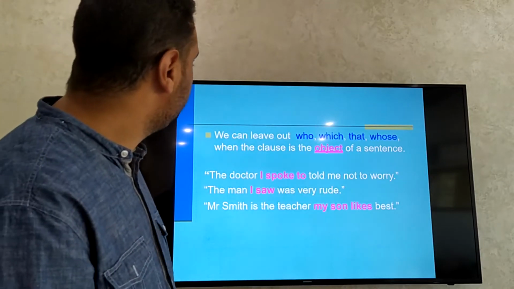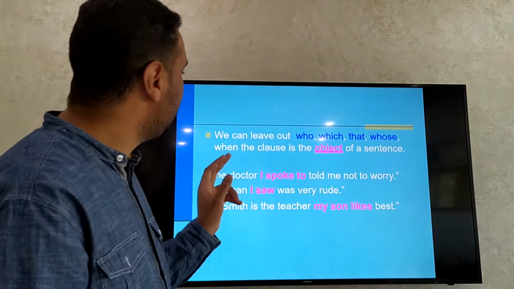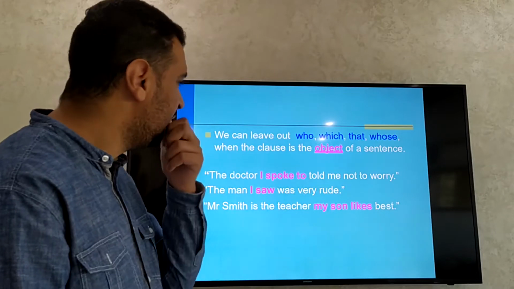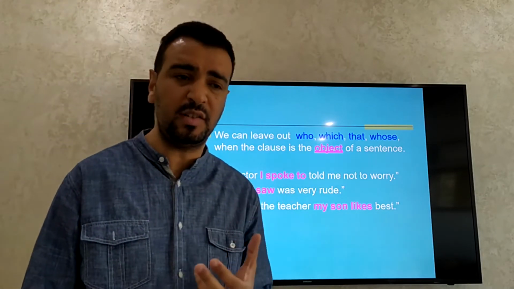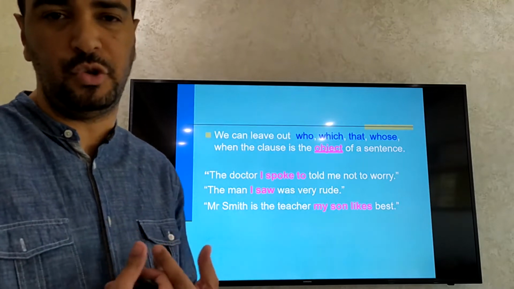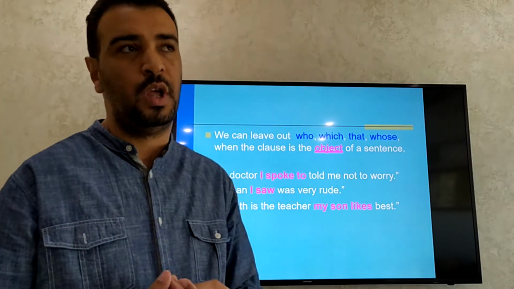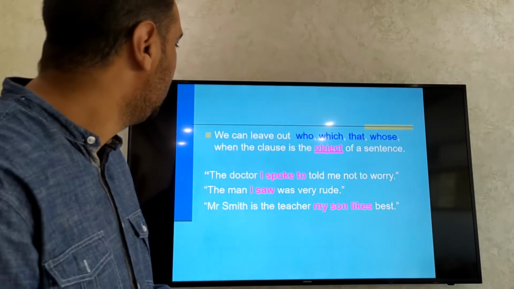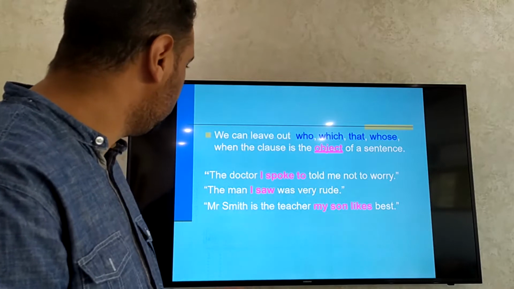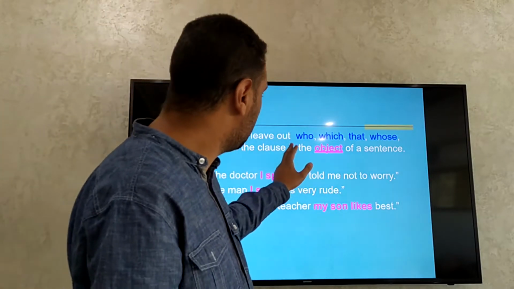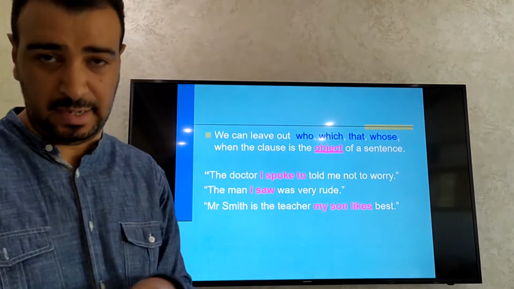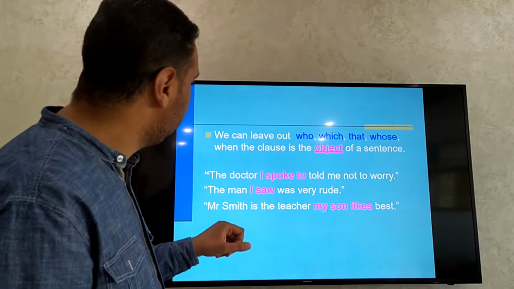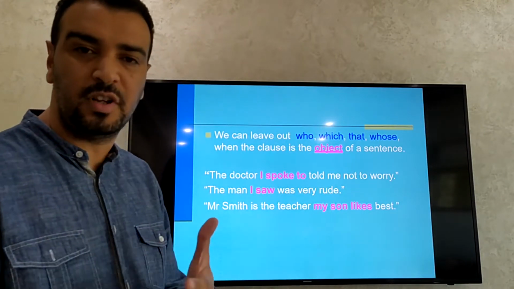Now, let's look at these examples again. We can leave out who, which, that, whose when the clause is the object of a sentence. In other words, sometimes you may not even need to use the word who or which in a sentence, but under certain conditions that you need to pay close attention to. What is the condition? It is when the clause is the object of a sentence, not the subject. If it is a subject, it's impossible. Let's examine these examples in order to understand what I'm talking about.